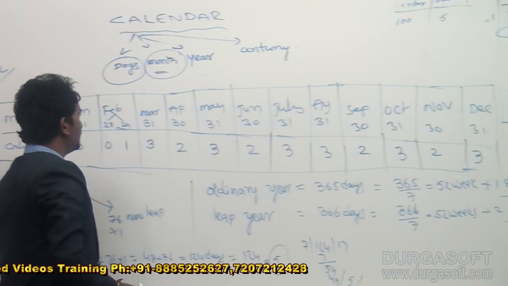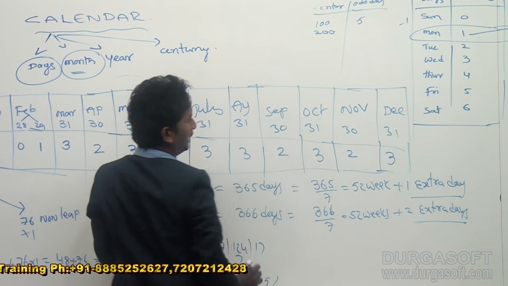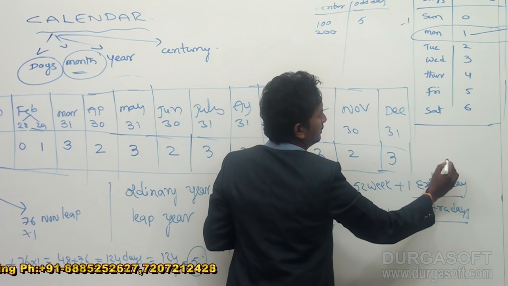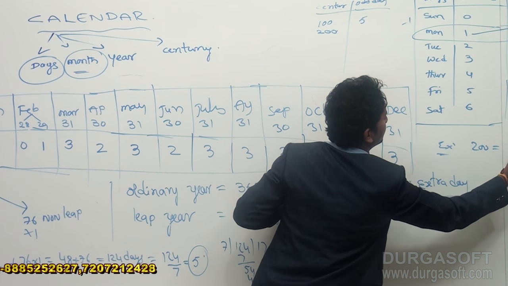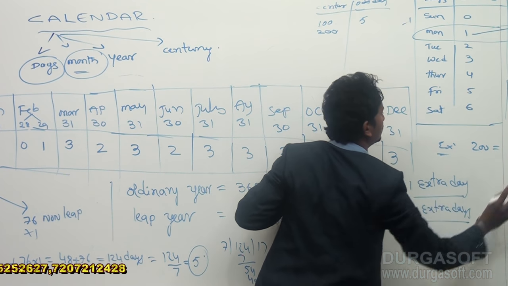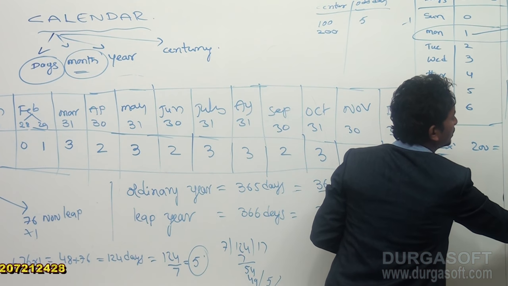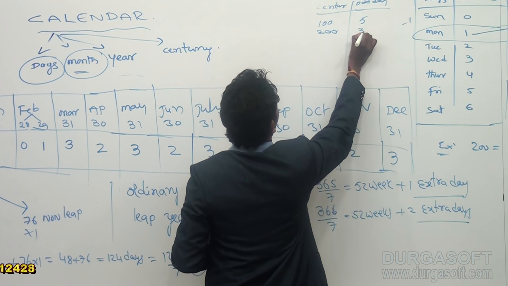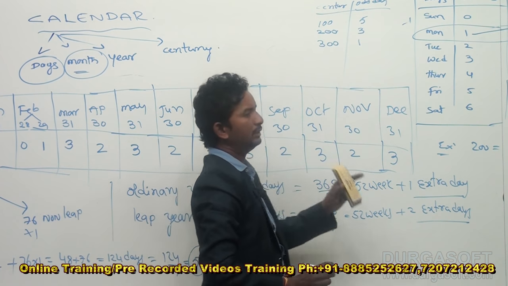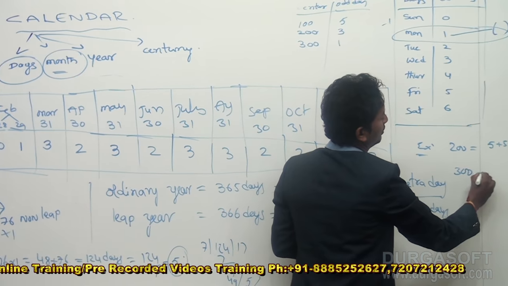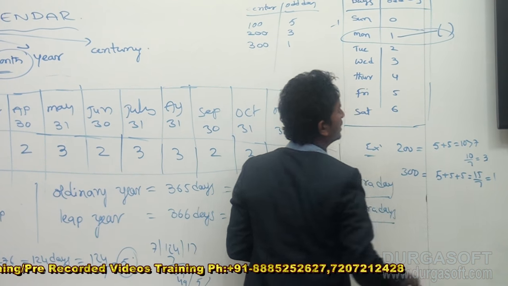Suppose I take 200 years. 200 can be written as 5 plus 5, which is 10. 10 is greater than 7, so the remainder is 3. Divided by 7, the remainder is 3. So for 200 years, there are 3 odd days. Now I take 300 years, 1 odd day: 300 is equal to 5 plus 5 plus 5, which is 15. 15 divided by 7, 1 is the remainder.